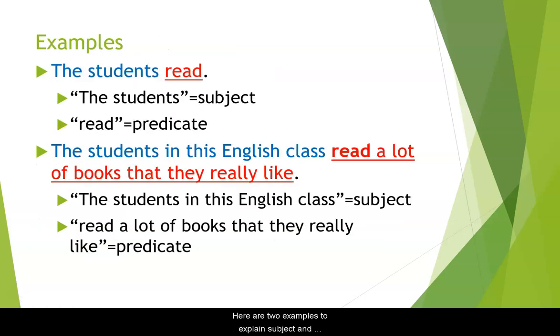Here are two examples to explain subject and predicate. The first example is one of the simplest sentences that you can write. It's made up of a noun, which is the students, and a verb, read. That's it. The second example is a little more complex with added phrases to provide more detail. In this case, the noun, the students, is still the subject, but we now know which kinds of students they are. The verb, read, begins the predicate, which now includes information about books, which is the object of that reading.